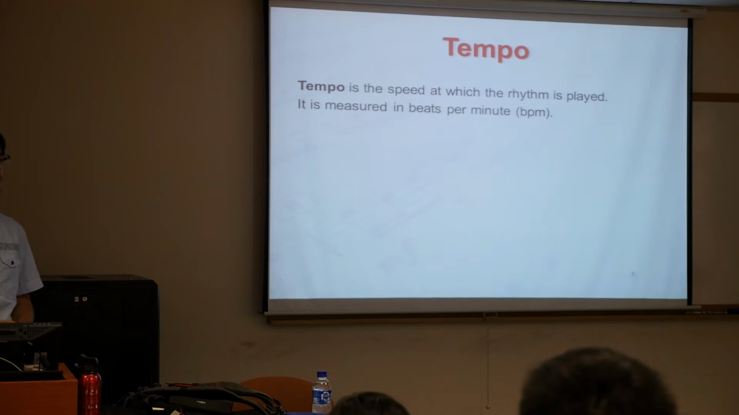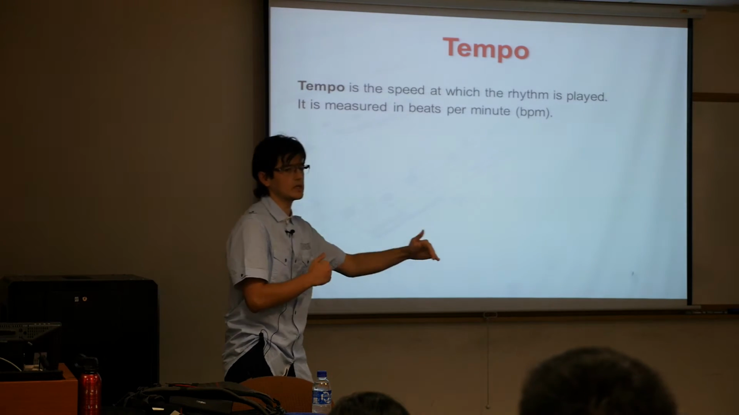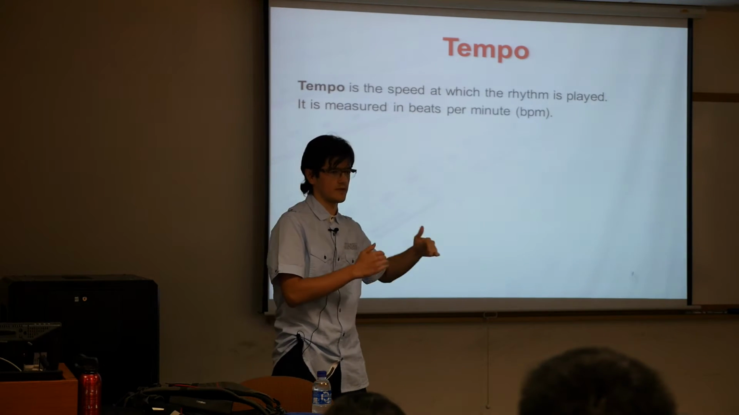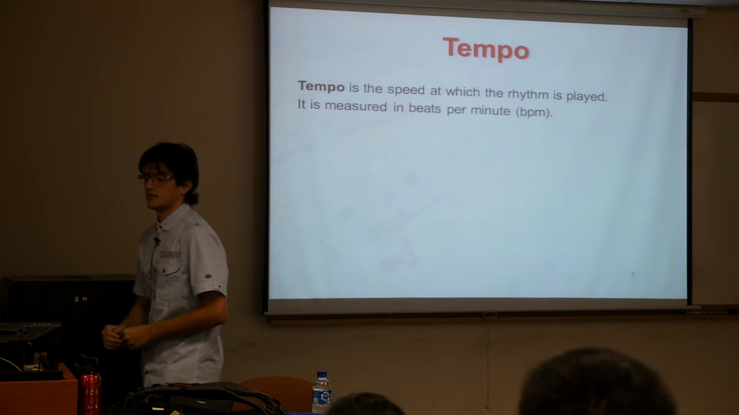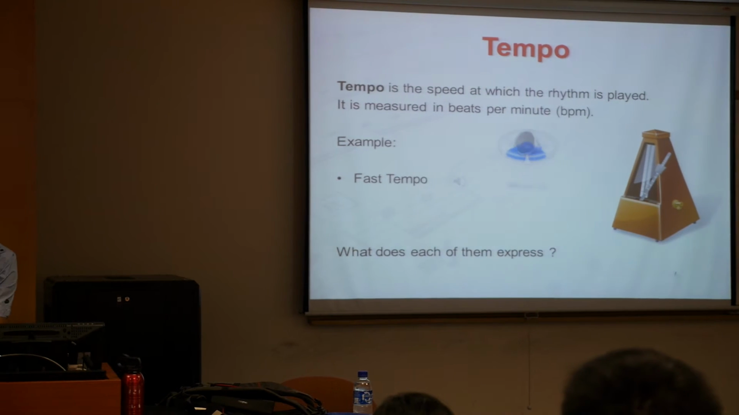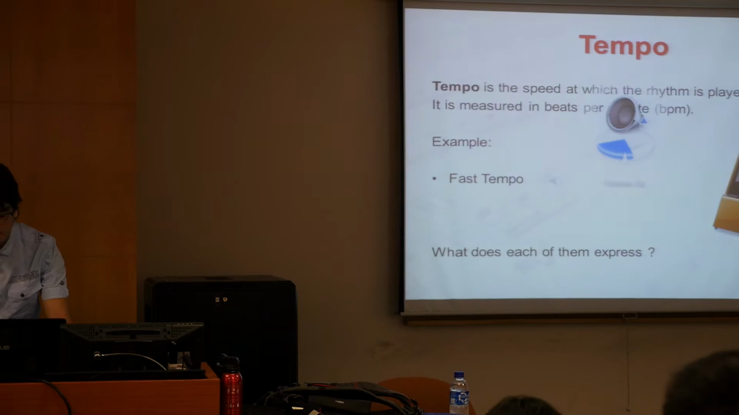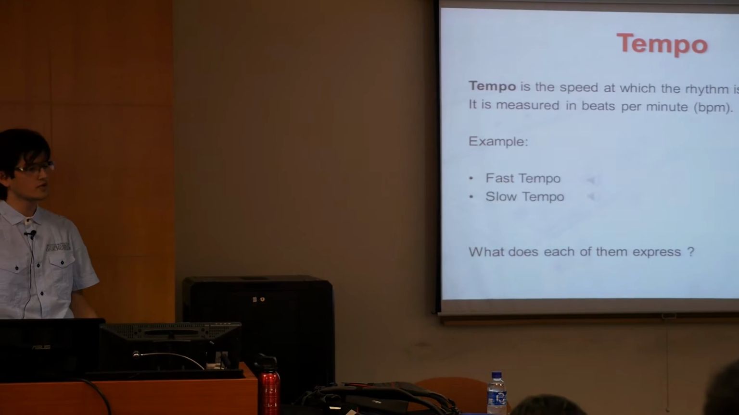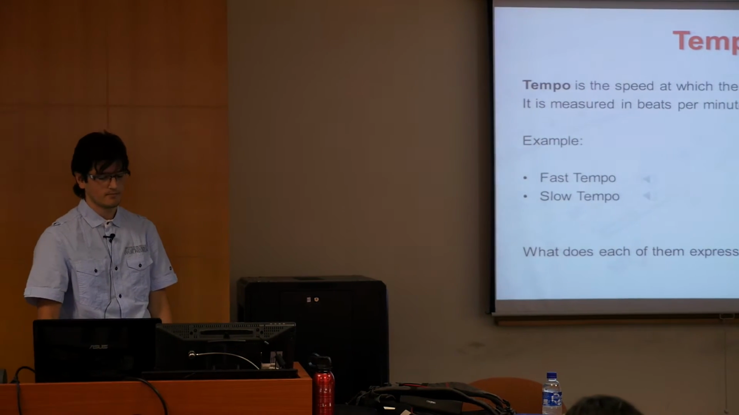So tempo, what is tempo? Tempo is the speed, okay? How many beats per minute in that pulse, right? This is a metronome, the instrument that gives us a steady tempo. We can set the speed. So an example of a rhythm played at fast tempo. Okay? And the same rhythm played at slower tempo.